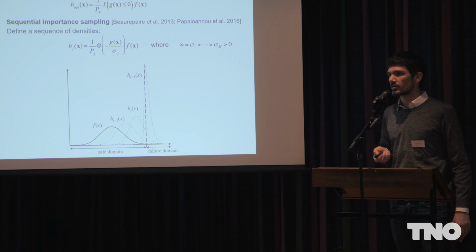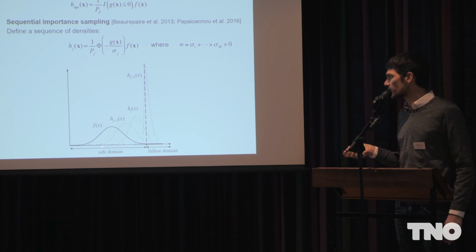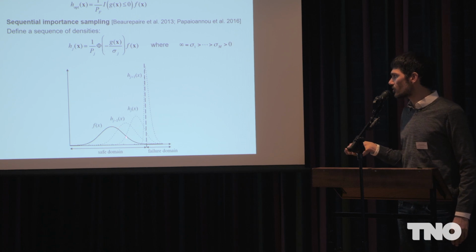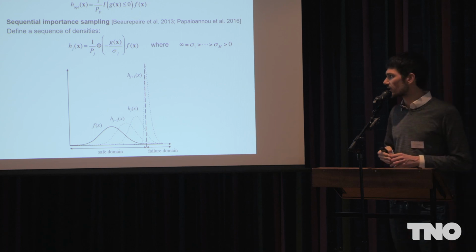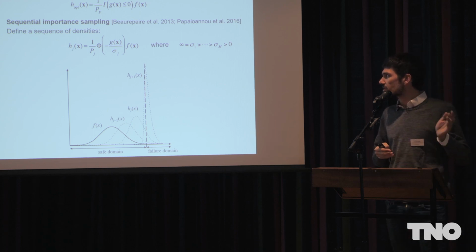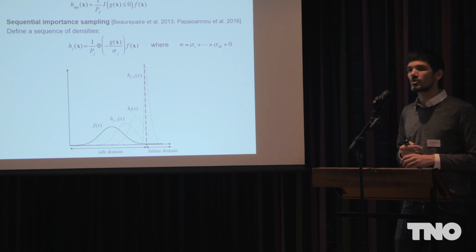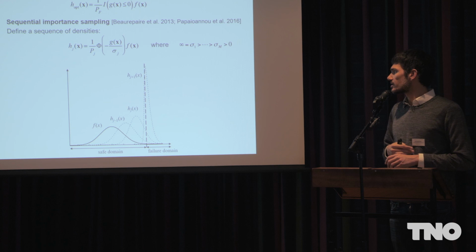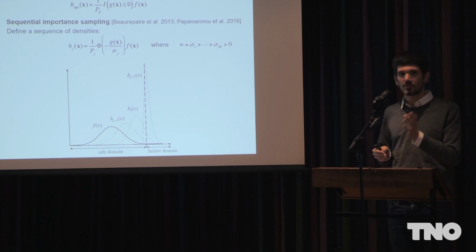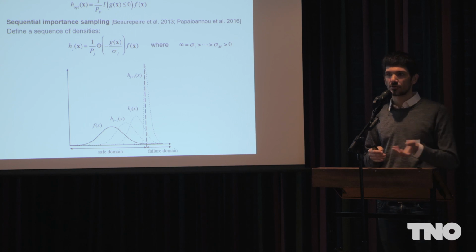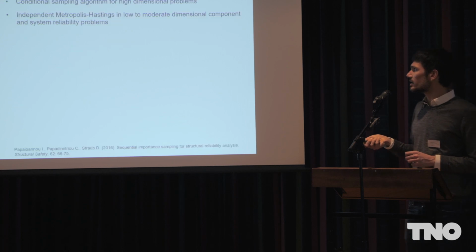This is how such a sequence might look in one dimension. We start with the density of the random variables, and slowly we reach the density that is close to the optimal importance sample density through subsequent smoothings of the indicator function. Okay, so unlike subset simulation, we have here a smooth transition from the density of the random variables to the optimal importance sample density. What does this mean?